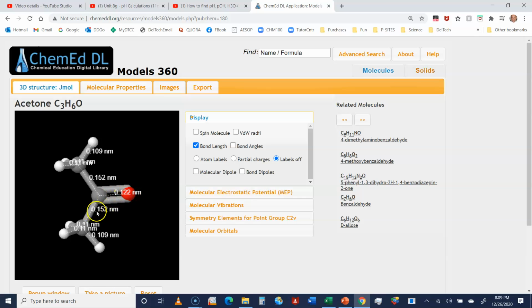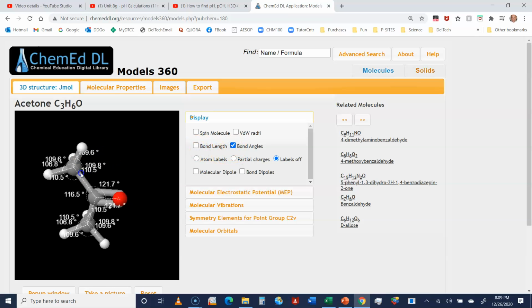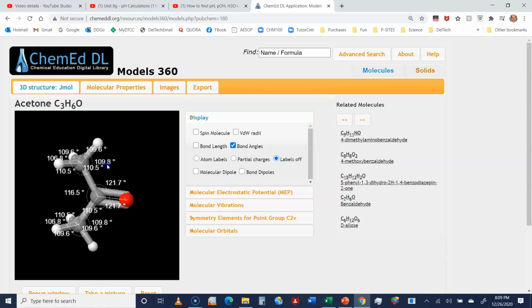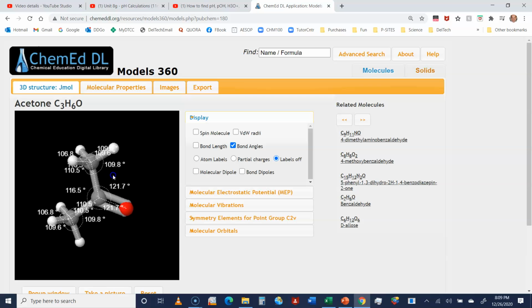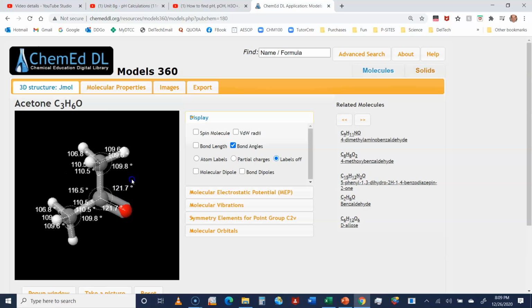0.122 nanometers, whereas the single bonds are slightly longer, though some of the single bonds between carbon and hydrogen are fairly short as well. If you want to look at bond angles, you can click on this, and it will show you the various angles between groups of atoms. If you look at any group of three connected atoms, you can see the angle between them.